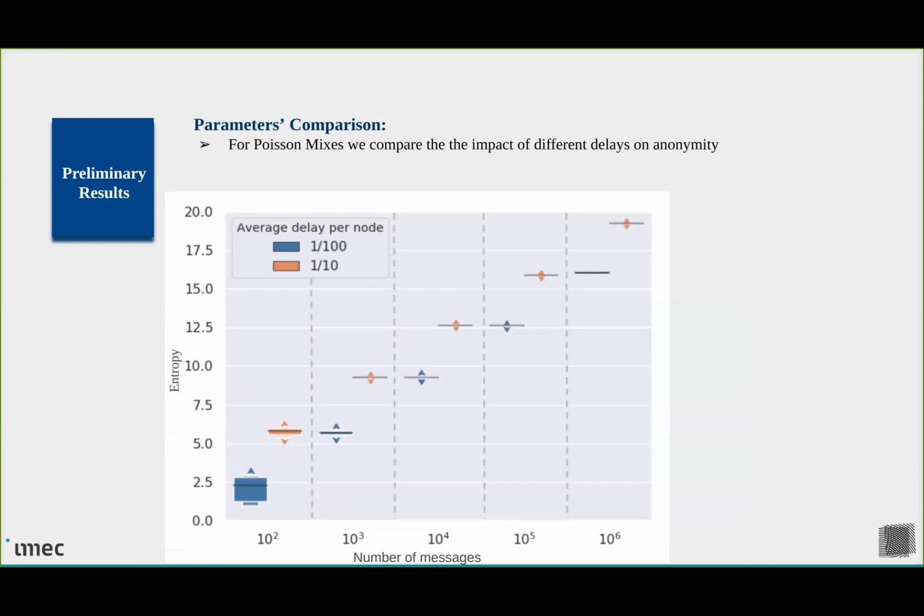What we can also do with our simulator is test these trade-offs between the anonymity and the latency. For example, here we have two types of mixes, Poisson mix with two different delays. The orange one is the Poisson mix with a delay of 1/10, and the blue one is Poisson mix of an average delay per message of 1/100. You can see that no matter what the number of messages, every time you are willing to tolerate more latency, you get more anonymity, and that's the orange graph.